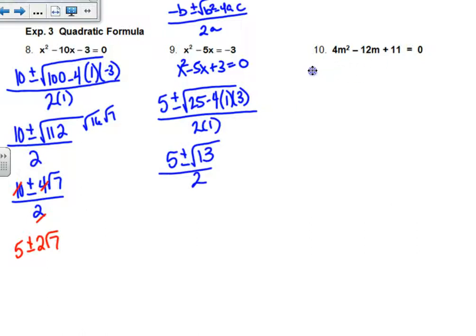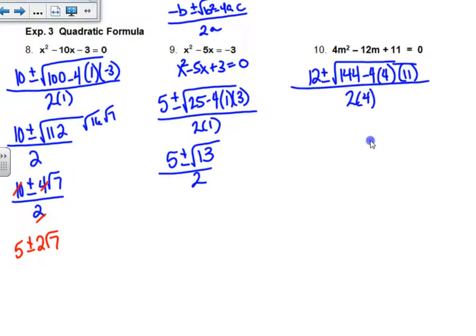Alright, next problem. Opposite of b is positive 12, plus and minus b squared is 144, minus 4 times the a is a 4, times the c is 11, all over, be careful, this time the a is a 4, so 2 times 4 on the bottom, or the denominator. 12 plus and minus, oh yeah, I need some help. 144 minus 4 times 11. Ooh, got a negative 32.